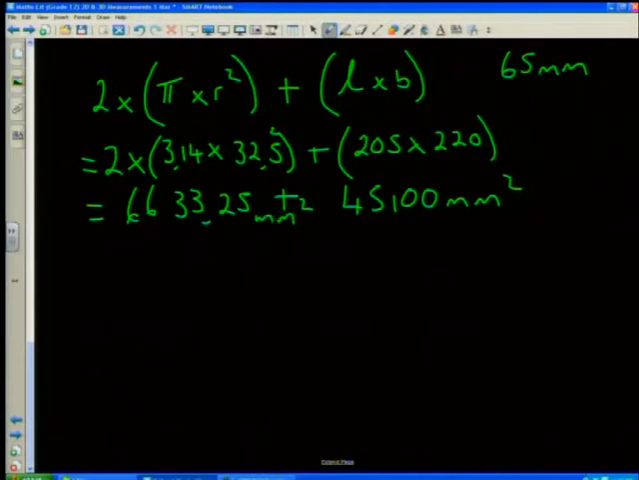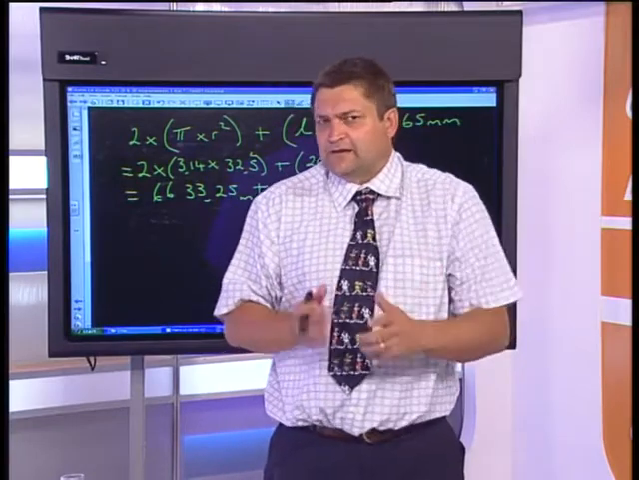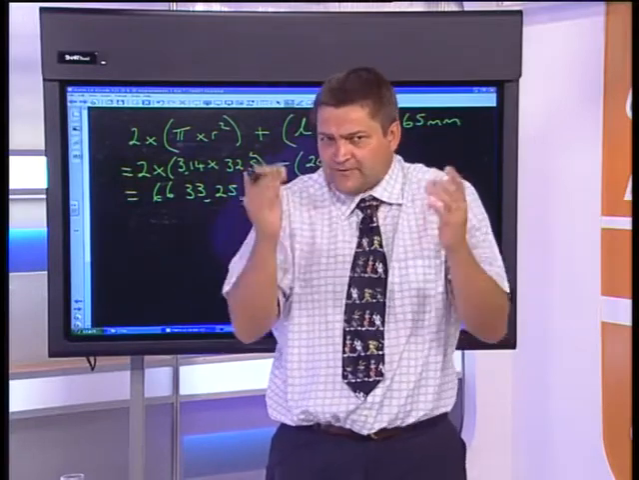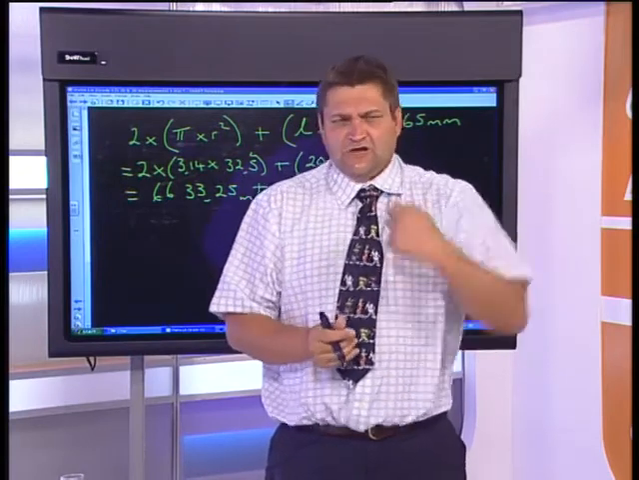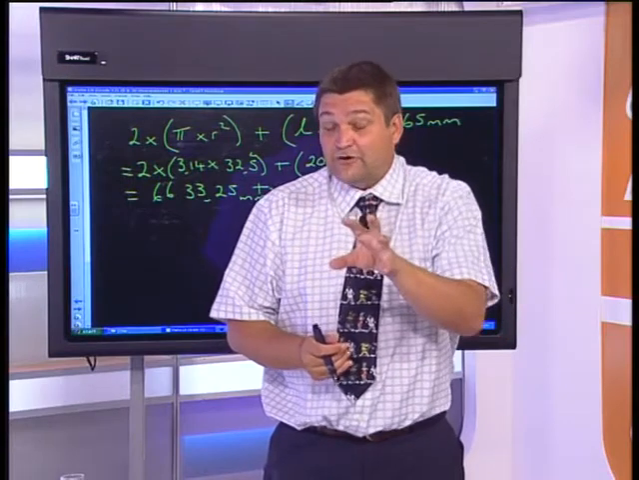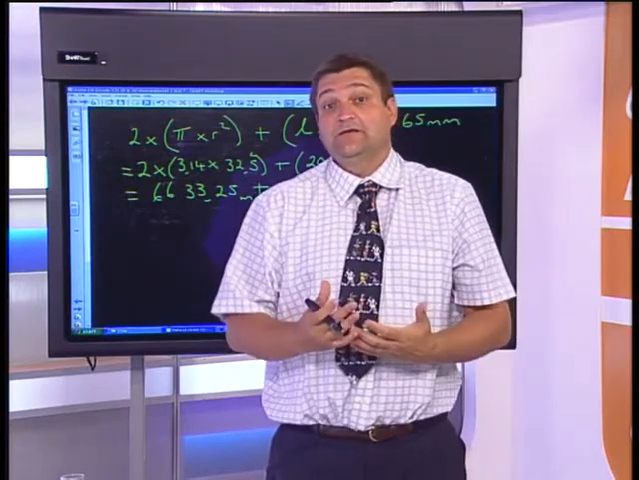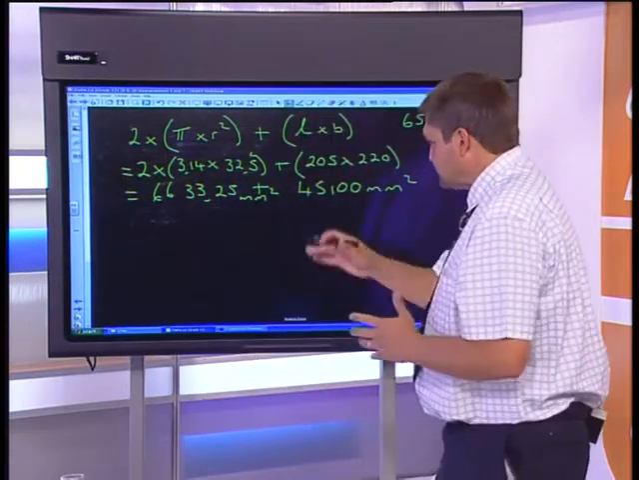And guys, that's the other thing I failed to mention: when we're dealing with area, our units are always squared. If you remember correctly, early on when we were measuring these things, we used millimeters. So my answer has to be in millimeters squared. Later on, when we tackle volume questions, our answer is going to be in millimeters cubed. But enough of that now, let's just carry on here.